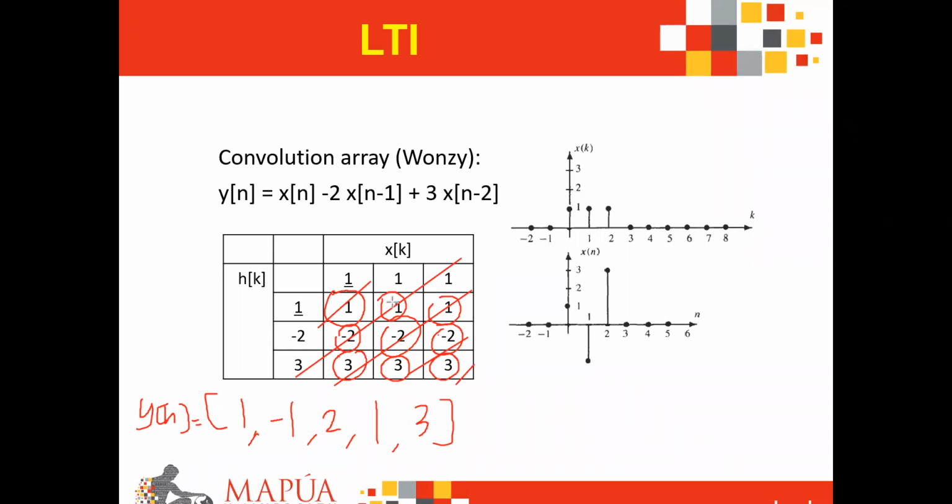Nakita ba? And ang kinaganda ng convolution array, you could use the technique regardless of how many input signals you have. Kahit ilan yung input signal mo, kahit ilan pa yung impulse response mo, magagawa mo tong convolution array. It doesn't need to be square. Okay lang kahit hindi square siya. Nakuha ba? Kasi dito lumalabas, you have 3 elements for the impulse response, 3 elements for the input signal. Pwede kahit hindi pantay. Okay?